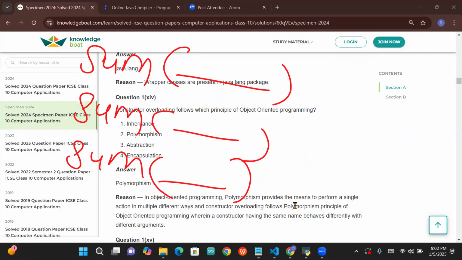Constructor is also a special kind of function. When I explain the constructor, I will tell you what the actual constructor is. A constructor is a special type of function which has the same name as the name of the class. So constructor is also a function, and constructor overloading is also like function overloading only. So that is also an example of polymorphism.